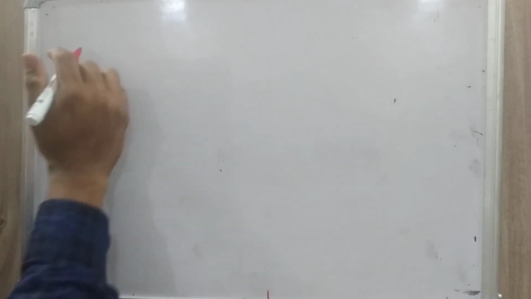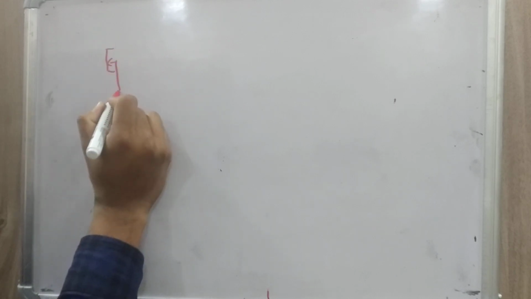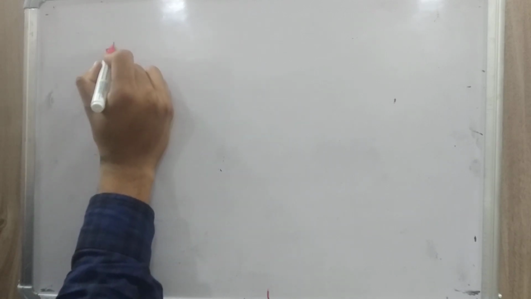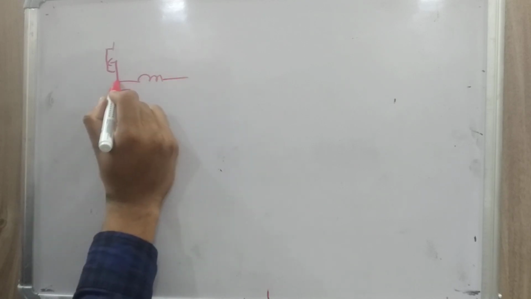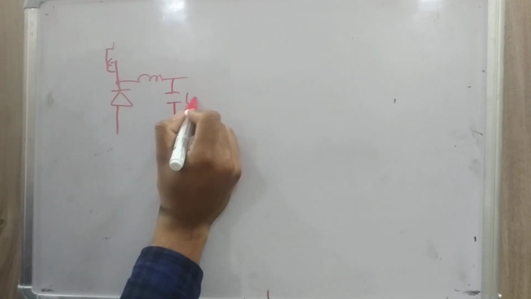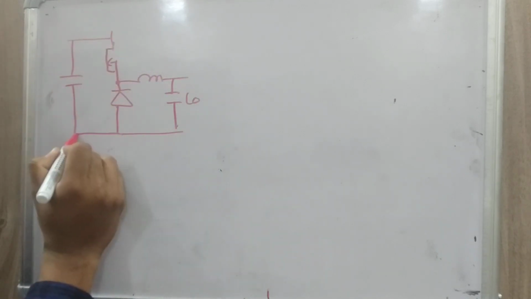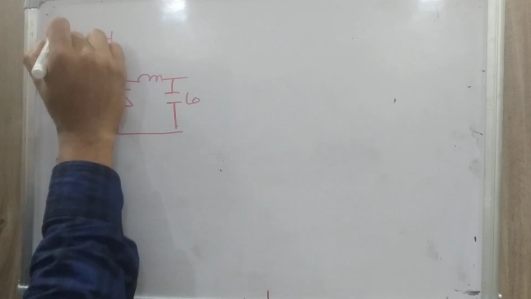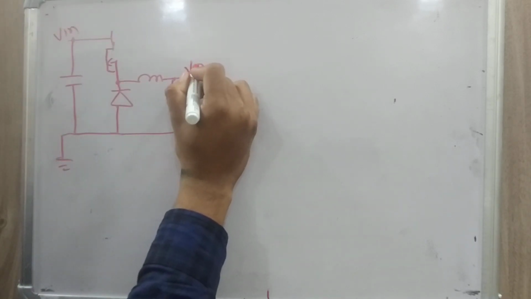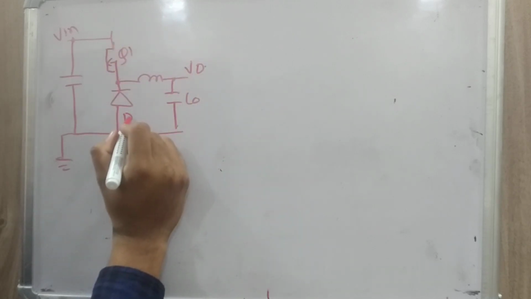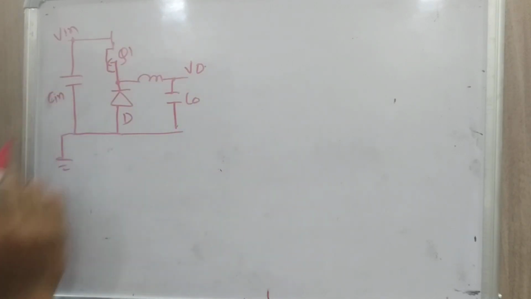So basically I will draw a buck regulator. This is a high side switch, and this is a diode, then there is the output inductor, the output capacitor, and the input capacitor, and this is ground. This is Vin, this is VO, this is Q1, D, and this is Cin. Okay, this is L. Now this is an asynchronous buck converter, right?